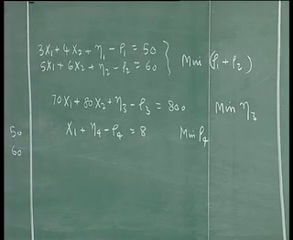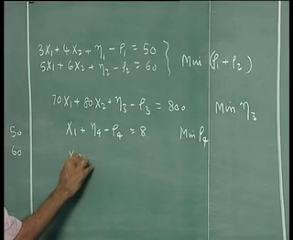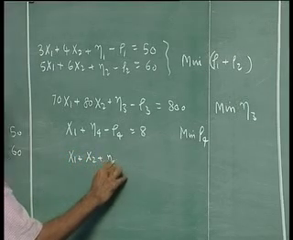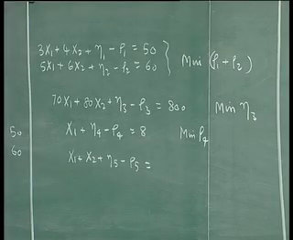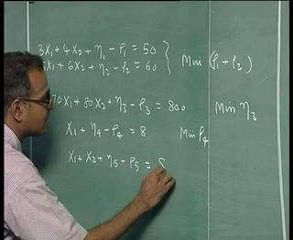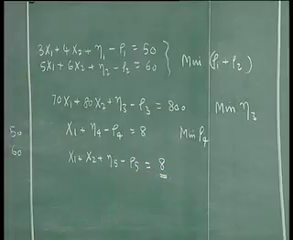Now, the last one is x1 plus x2 plus eta 5 minus rho 5 is equal to what? There is no target that is given in this problem. So, you can actually assume a target. So, let us assume a target of 8. This is assumed.